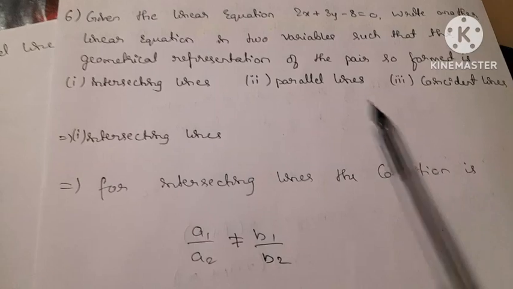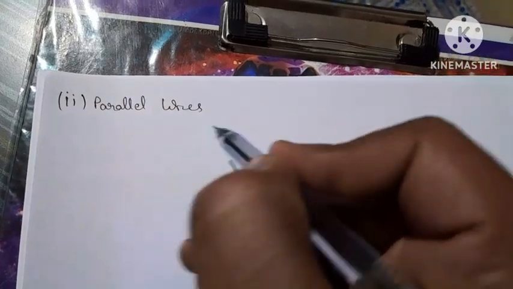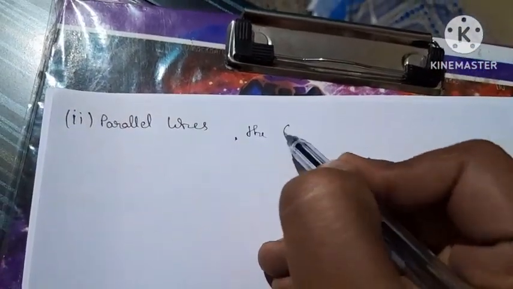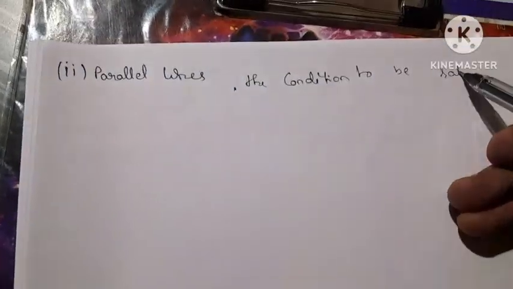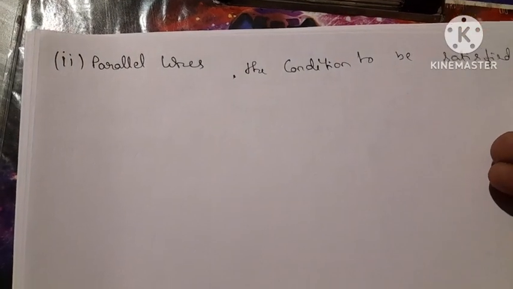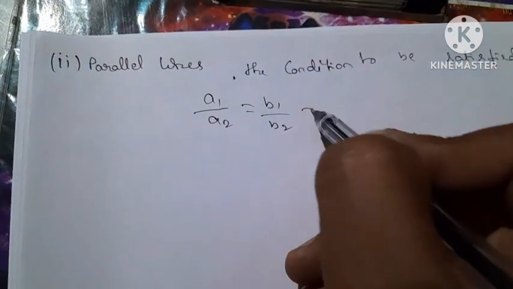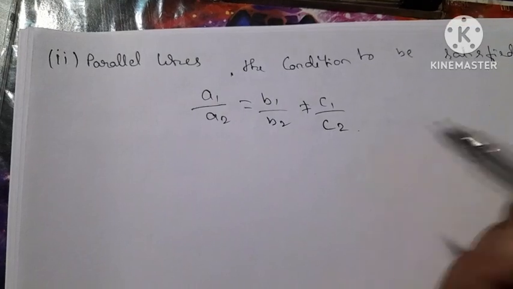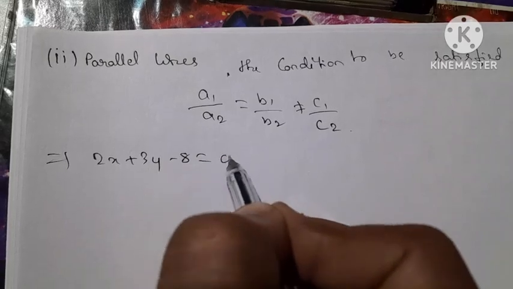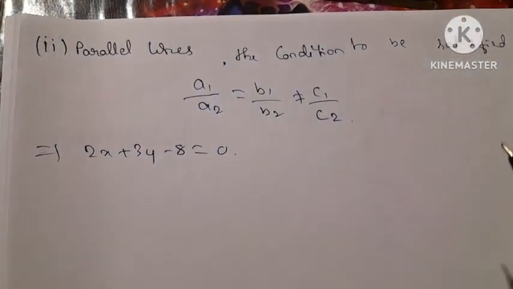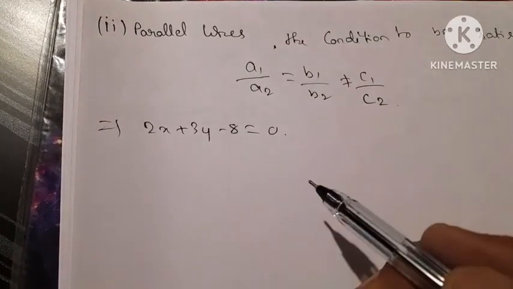So moving on to part 2, which is parallel lines. Let's see how we do that. For parallel lines, the condition to be satisfied is a1 by a2 should be equal to b1 by b2, but it should not be equal to c1 by c2. So what equation do we have? 2x plus 3y minus 8 equal to 0. What we'll do is take any random number, multiply it with only the first two coefficients and keep any other number for the constant. Suppose I'll just take 2.